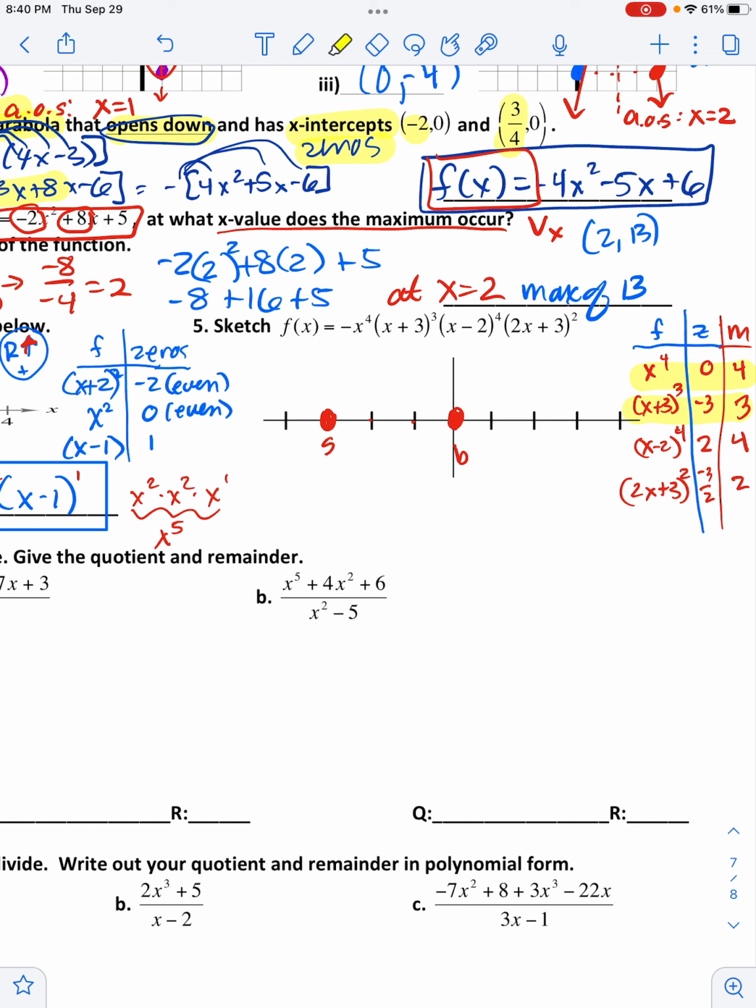My next one has a 0 of 2 with a multiplicity of 4. So at 2, it's going to have an even multiplicity, so bouncing off the graph there. And then my last 0 is located at negative 3/2 or negative 1.5. It has a multiplicity of 2, which is even, so that's going to bounce as well. Okay, we need end behavior.